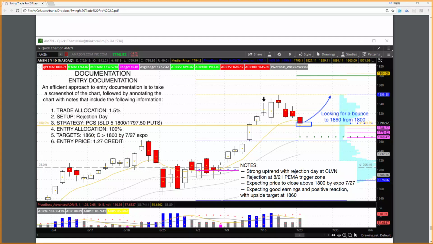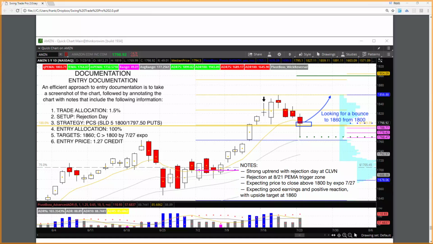Now the notes for this trade: strong uptrend with a rejection day at the LVN, a rejection at the 8/21 PMA trigger zone. So there's the PMA, right? That's the 8 period, that's the 21 period. In an uptrending market, that's the best area to look for rejections and buy for a continuation higher within the uptrend. Over here, I'm expecting price to close above 1800 by 727, and I'm expecting good earnings and positive reaction to earnings with an upside target at 1860. So earnings was coming up in a couple of days.